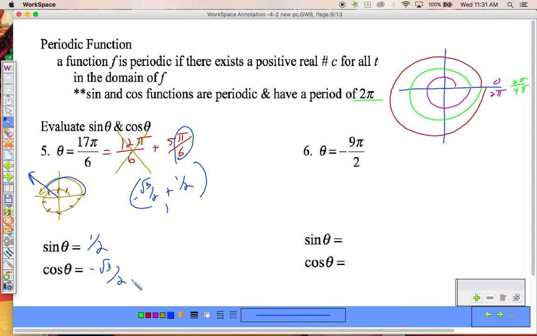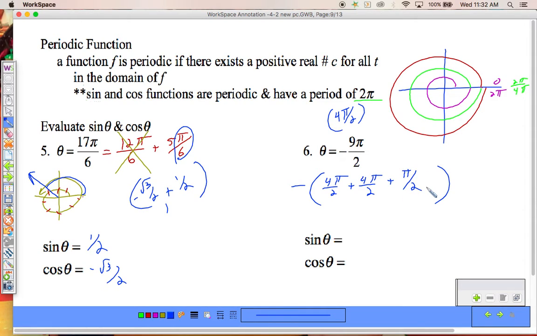All right, for number 6, negative 9 pi over 2. I'm going to take this apart and get rid of full rotation. I'm going to put the negative on the outside just so it doesn't confuse me any. All right, negative 9 pi over 2. Well, full rotation in this is going to be 4 pi over 2. So I'm going to make this 4 pi over 2 plus 4 pi over 2, which is 8 pi over 2, plus an additional pi over 2.